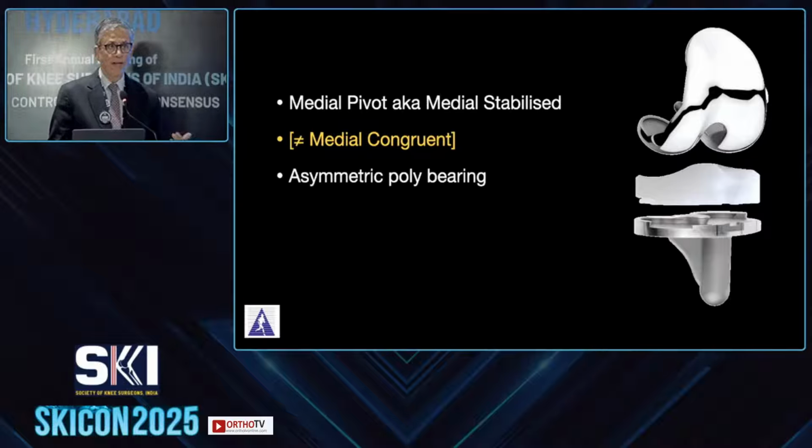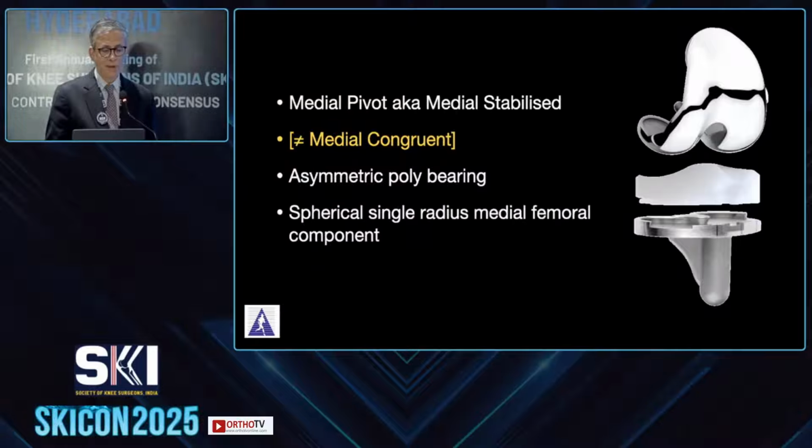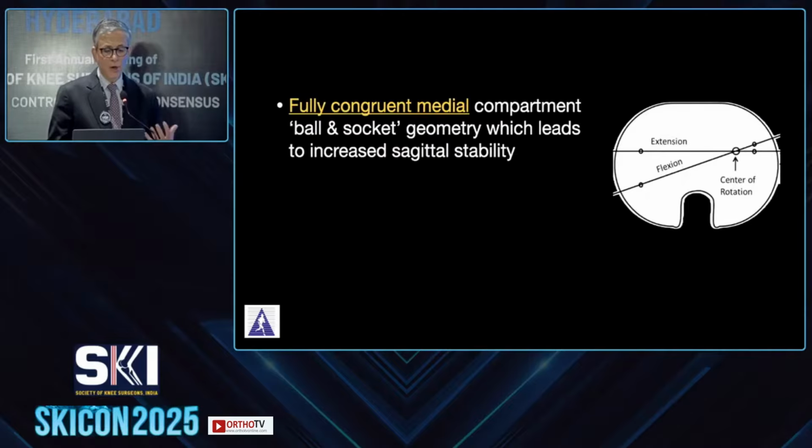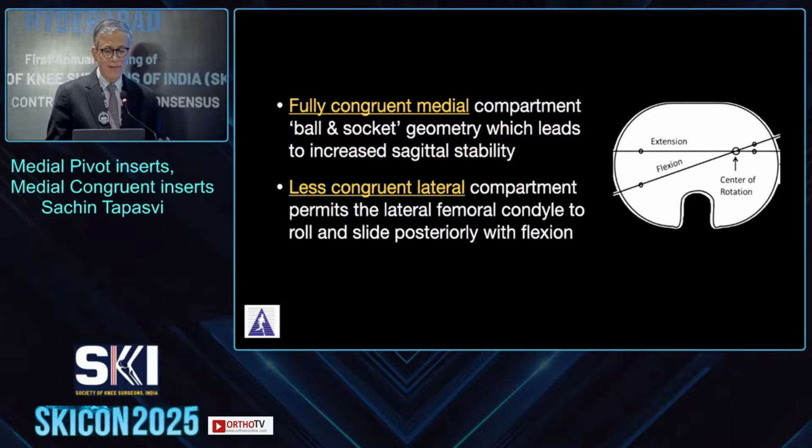If you want to define a true medial pivot or a medial stabilized, it has to be an asymmetric poly bearing. You need a spherical single radius medial femoral component, which is a ball and socket design. This ball and socket geometry allows increased sagittal stability, which is very important. Of course, the lateral side is less congruent, and this permits the lateral femoral condyle to roll and slide posteriorly with flexion.